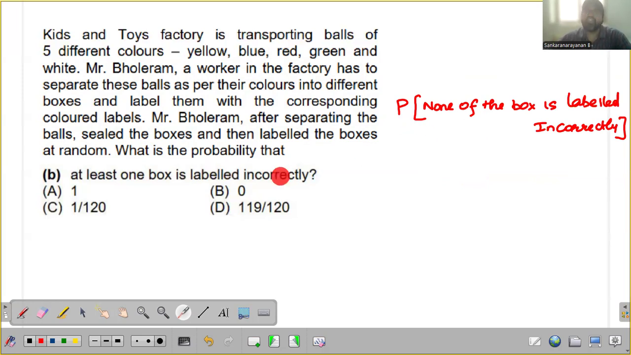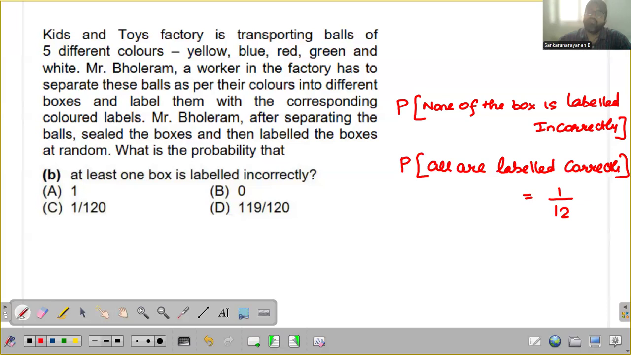So first I will try to define the probability that no box is labeled incorrectly. What does that mean? The probability that none of the boxes is labeled incorrectly means what? The probability that all are labeled correctly. All are labeled correctly. Okay. That value we already calculated. It is 1 by 120.